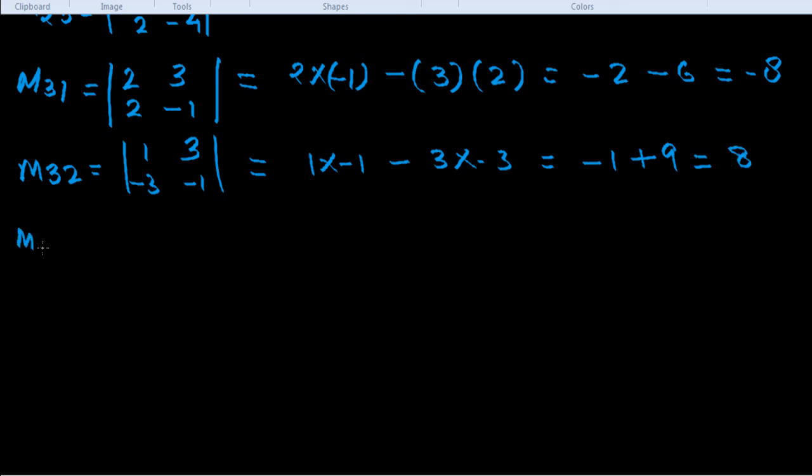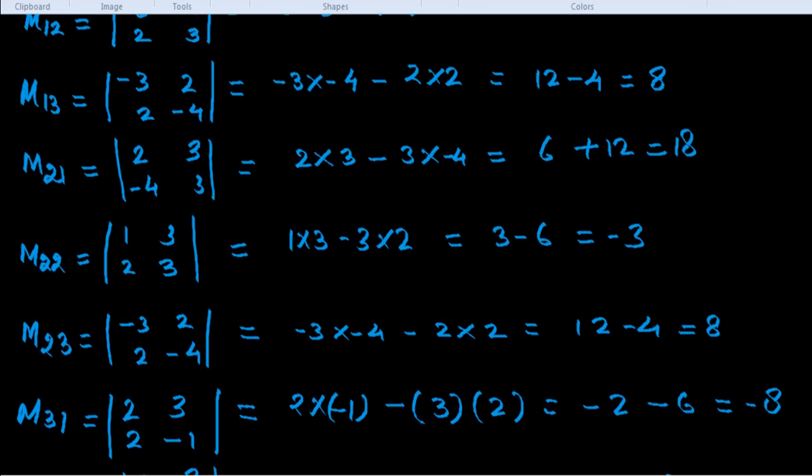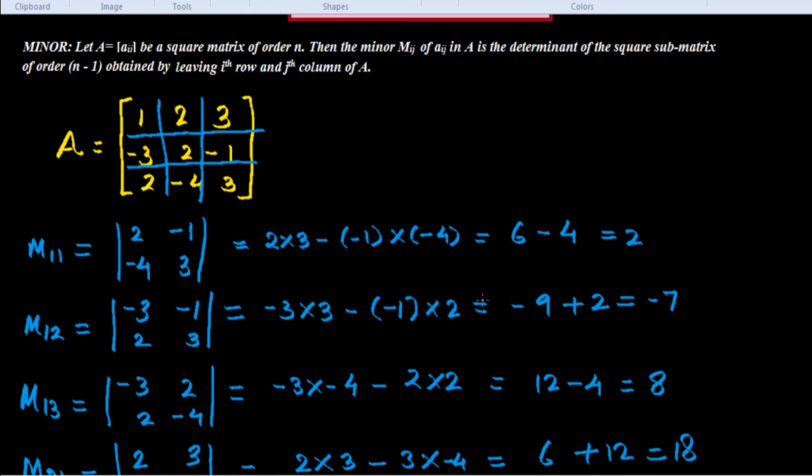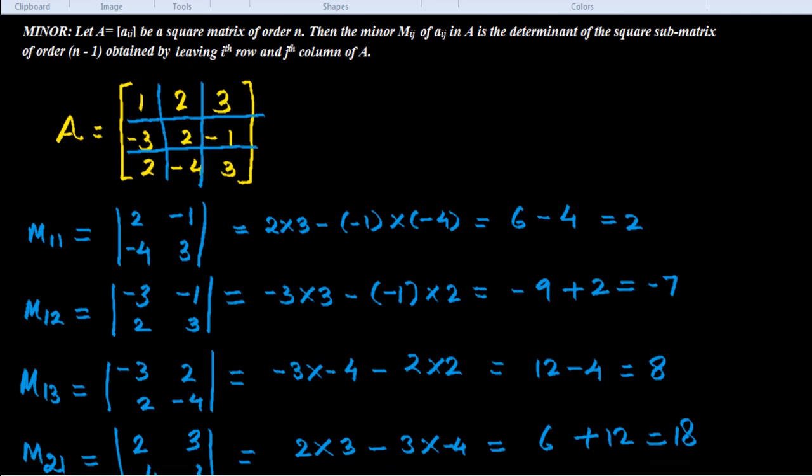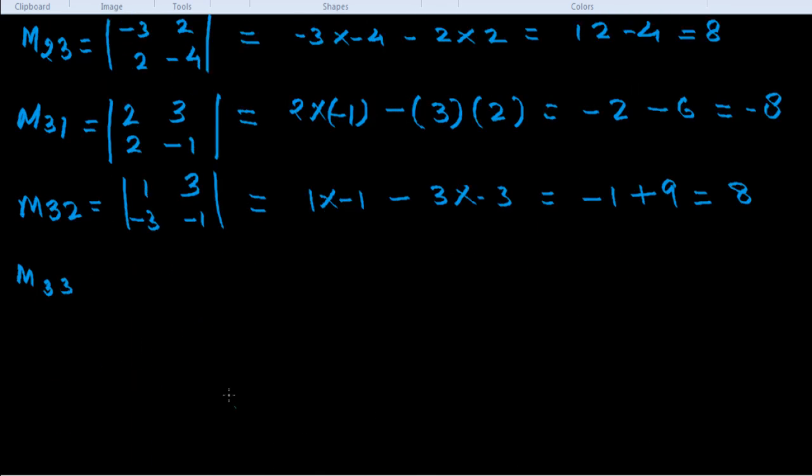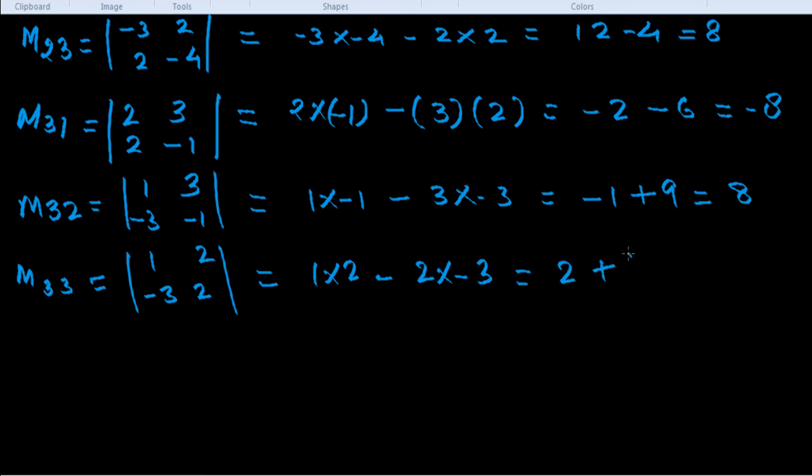Now we have the last element, minor of last element, M33. The last element A33 is 3. So we have 1 2 minus 3 2. We have this. Now we simplify this. So it is 1 into 2 minus 2 into minus 3. So we get here 2 plus 6, which is 8 again. So we have got all the minors here.